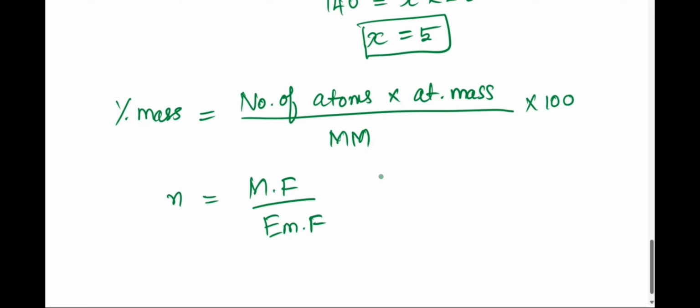How can we say like that? What kind of question can be asked from this part? Let's say I'm having a compound where it is having carbon. Percentage of carbon is 52.2%, and I'm having hydrogen.